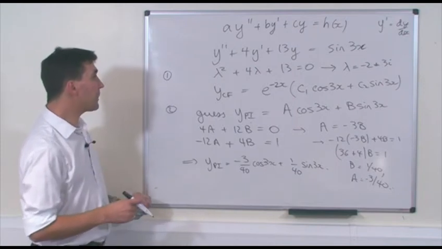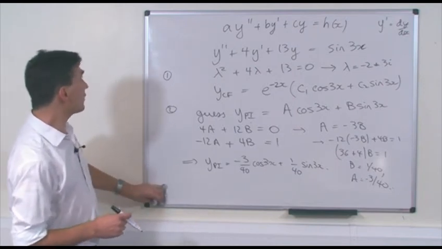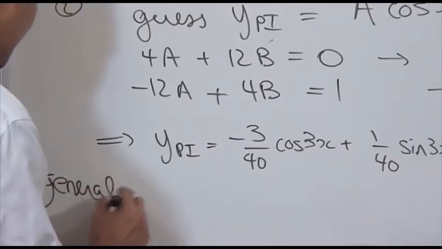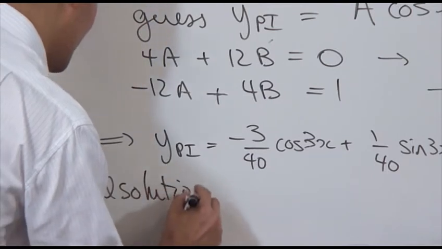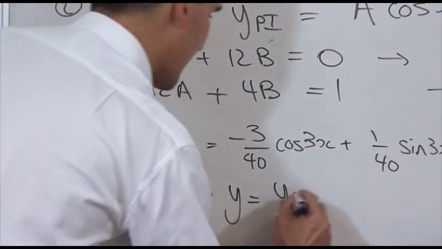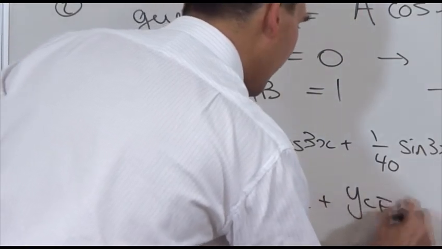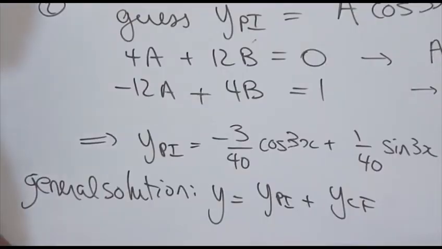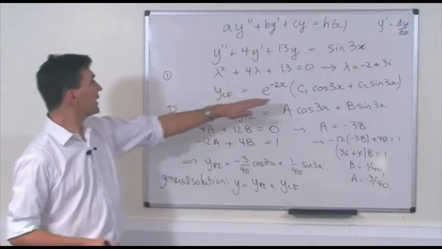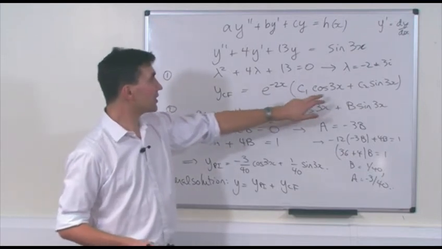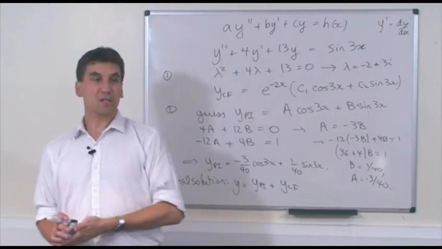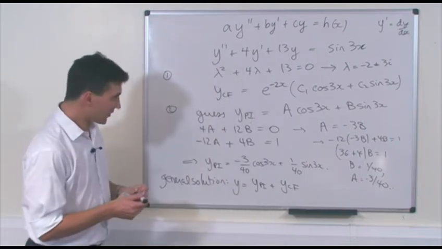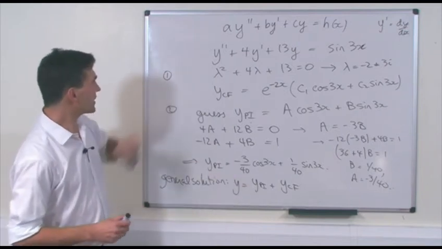So returning to the final step, we have our particular integral, we have our complementary function, so we get our general solution, which is y is ypi plus ycf, which is minus 3 fortieths cosine 3x plus a 40th sine 3x plus e to the minus 2x times c1 cosine 3x plus c2 sine 3x. I haven't left myself quite enough space on the bottom of the board to write it all out, but you can see what it is from that plus that.